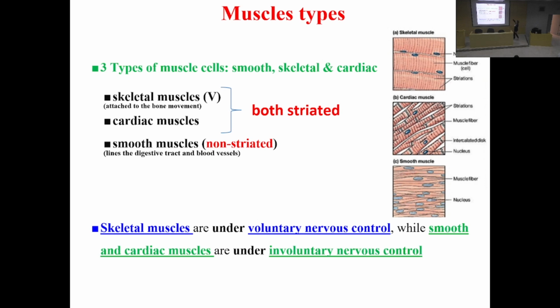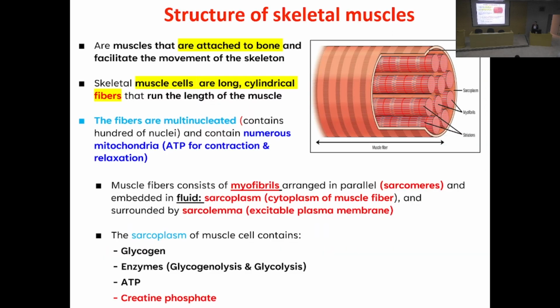Of course, the skeletal muscles are the muscles that cover our bones and help us to move the skeleton. Skeletal muscles we can control, and they are under the voluntary nervous system. However, the cardiac muscles and the digestive muscles we cannot control, so they are under involuntary nervous system control.